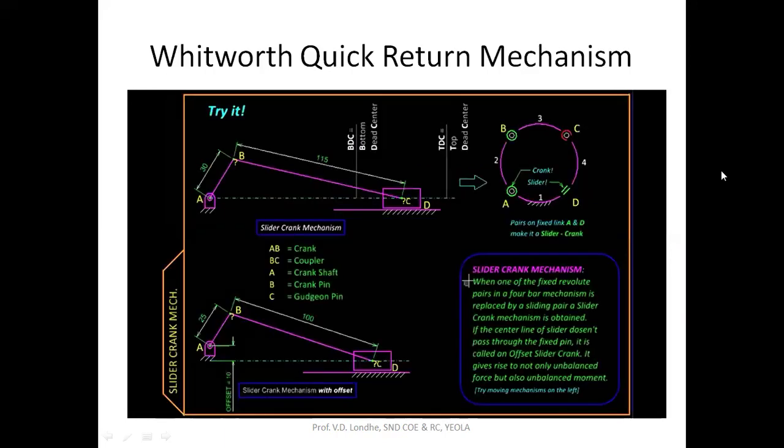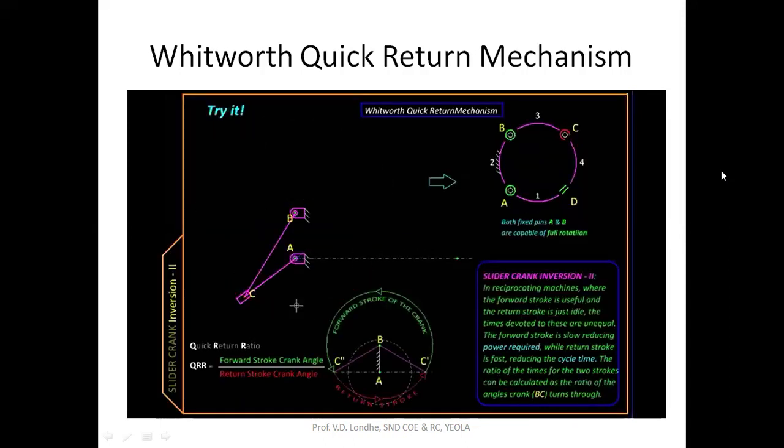We have seen what a slider crank is. It is essentially four links connected using three revolute pairs and a sliding or prismatic pair. Now we are going to change its fixed link. So instead of fixing link one, we'll be fixing link two like this. In its essential form, this inversion of slider crank looks like this. Link AB is fixed, and BC will be used as the input, and we'll be moving this.